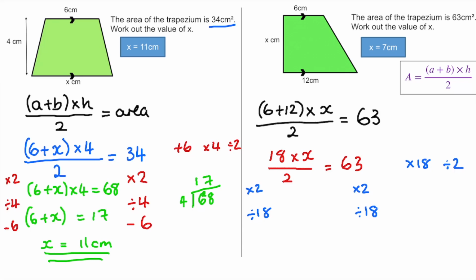So what do I get? If I multiply the left side by 2, I get 18 times by x, and that is equal to 2 lots of 63, which is 126. And then I am dividing both sides by 18, which gives me x is equal to 7.